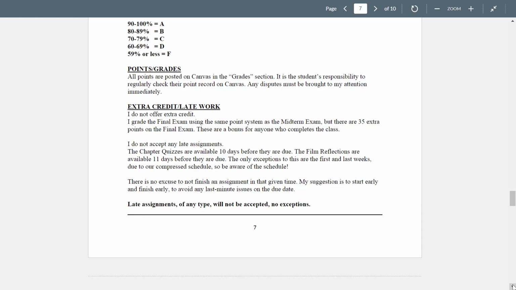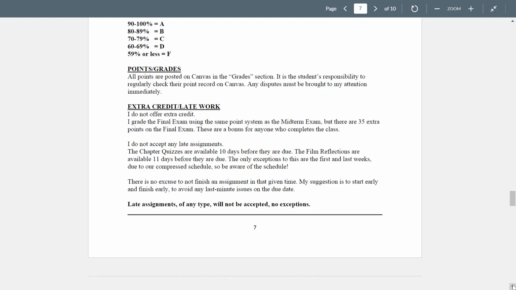Extra credit, late work. I don't offer extra credit. I mentioned before how the final exam had 35 extra points in it. I grade the final exam using the same point system as the midterm exam, but there are 35 extra points on the final exam. These are a bonus for anyone who completes the class. So that is probably more extra credit points than most professors offer who offer extra credit. That's just how I do that.